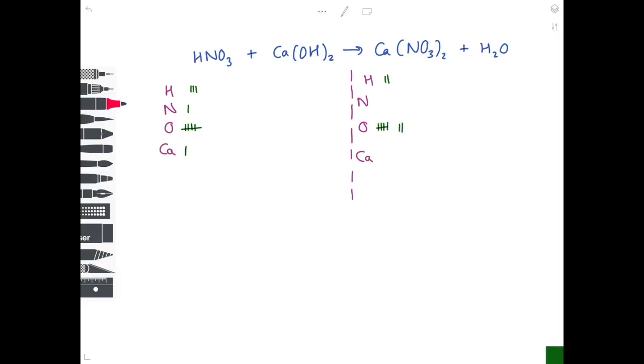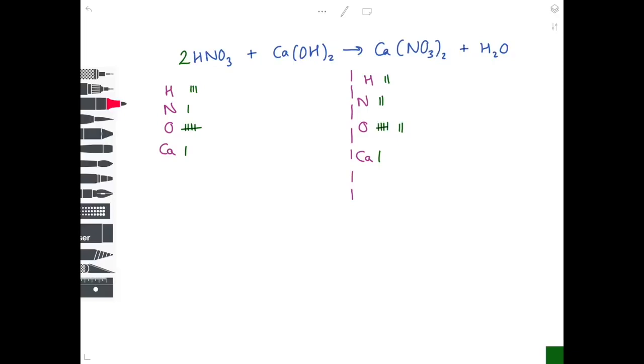Nitrogen, you've got 2. In calcium you have 1, and now we need to have a look at our tally charts and see what the issue is. So the calcium are fine, the nitrogen are not fine. You've got 2 on the right hand side, 1 on the left hand side, so we're going to add a big 2 in front of nitric acid. Remember, when we're balancing equations, all you're allowed to do is add big numbers.